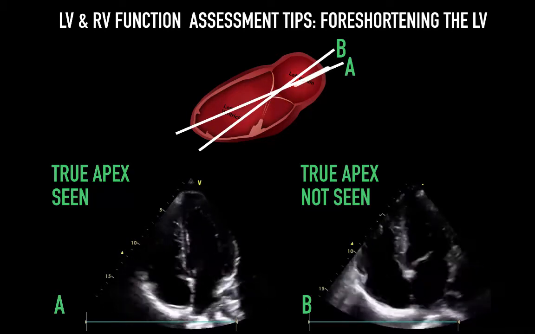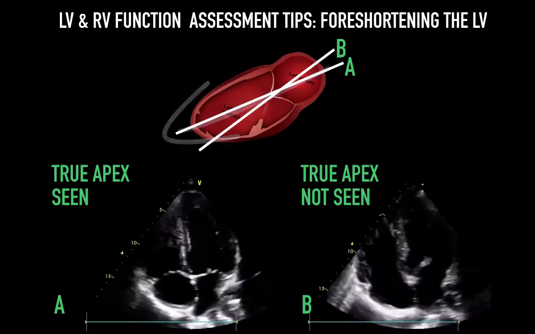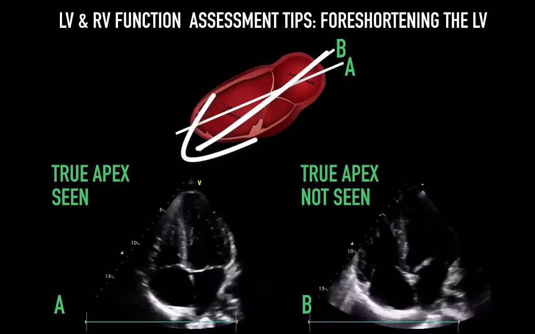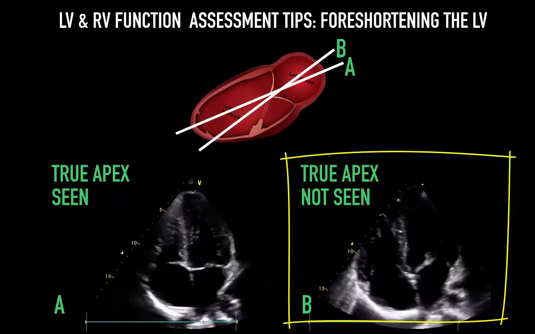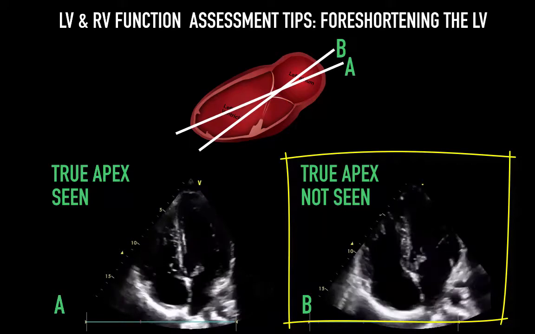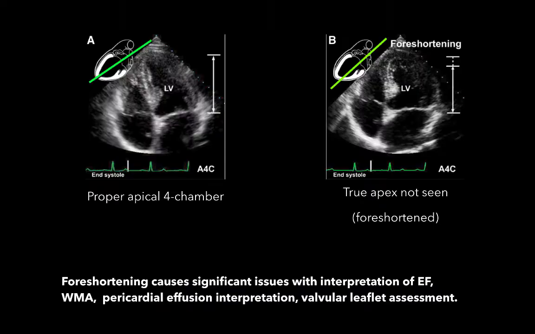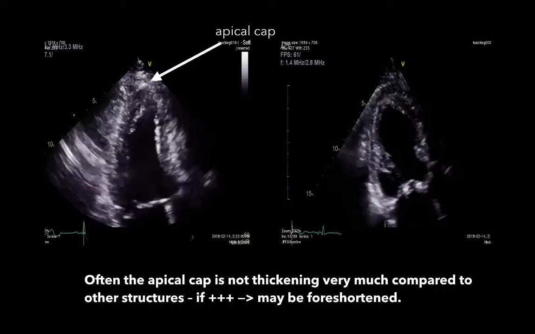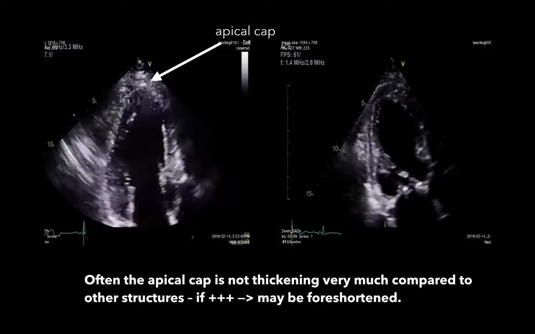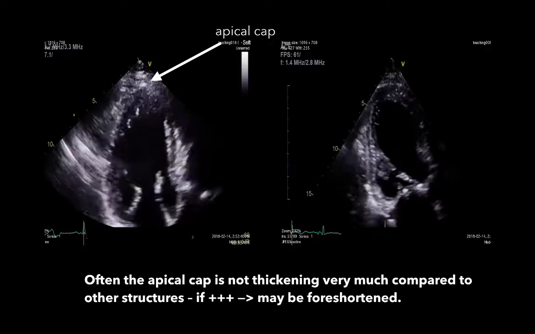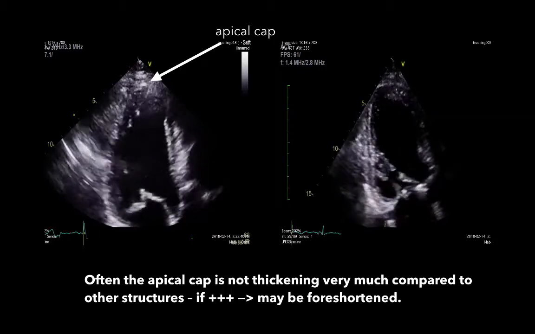The sector scan, instead of cutting across the true long axis of the left ventricle, cuts at an acute angled direction that yields a shorter axis than the true axis length. The bottom right image shows a foreshortened apex and ventricle as compared to the left side. Foreshortening causes significant issues with interpretation of EF, wall motion abnormalities, pericardial effusion interpretation, valvular leaflet assessment. Usually, a foreshortened LV appears to have a better EF than they actually have. To avoid foreshortening, one should always attempt to obtain the longest view of the ventricle and to make sure the apical cap or apex is not moving, as you can see on the left clip.